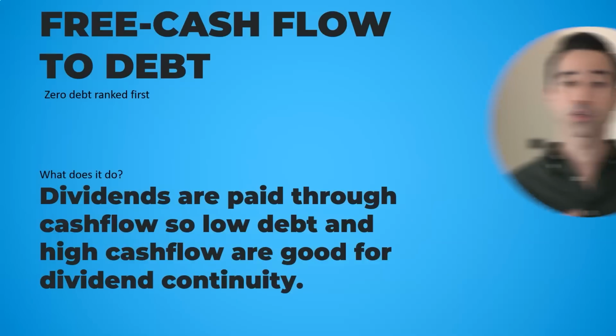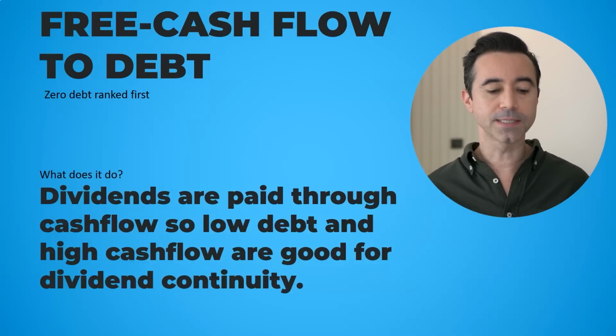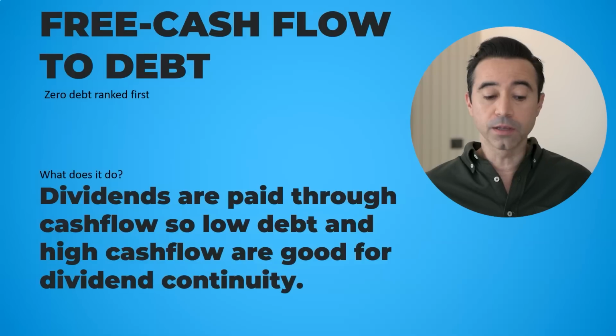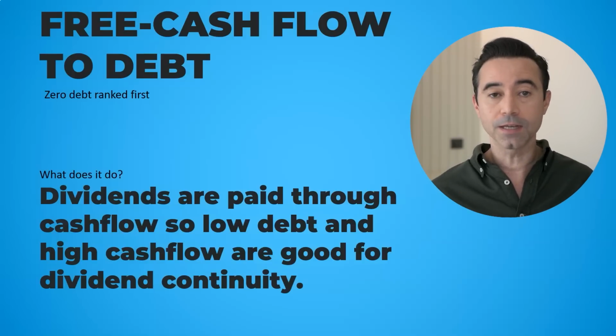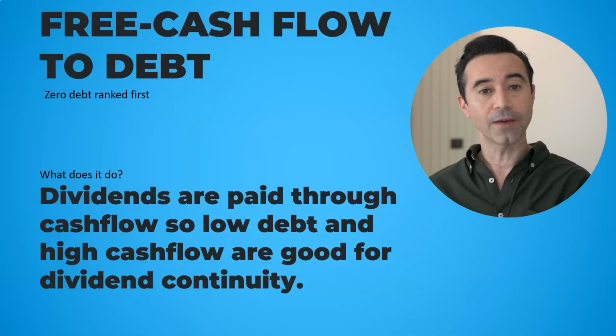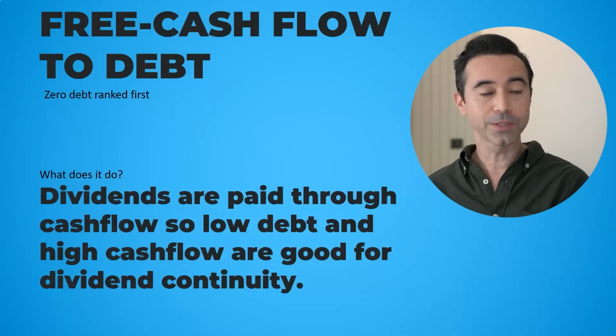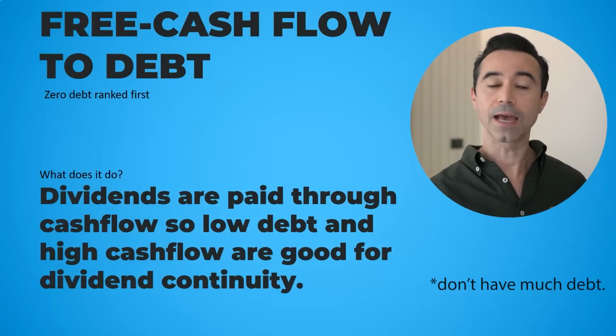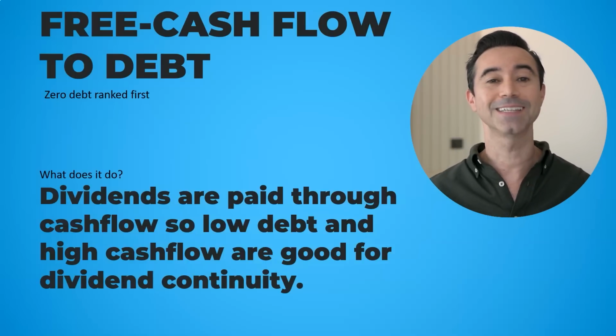What does that mean? The way I interpret this, why I think this is important, is because dividends are paid through cash flows, so low debt, high cash flows are good for dividend continuity. Because cash flow is important to paying a dividend, if you don't have a good cash flow, you're not going to be able to continue to pay a dividend. Companies also pay their debt through their cash flows. So if a company doesn't have a lot of cash flows, they might not be able to pay debt if they have a lot. And so of course, it's better when companies don't have much debt. It helps the potential of the dividend to continue to be paid.